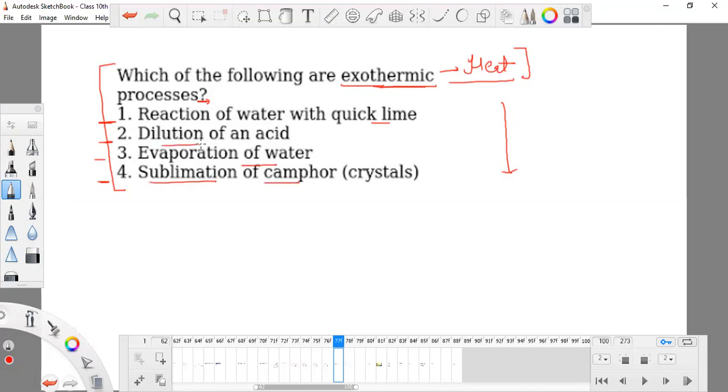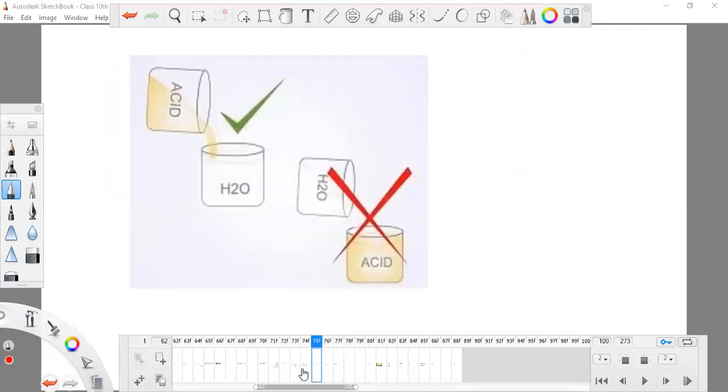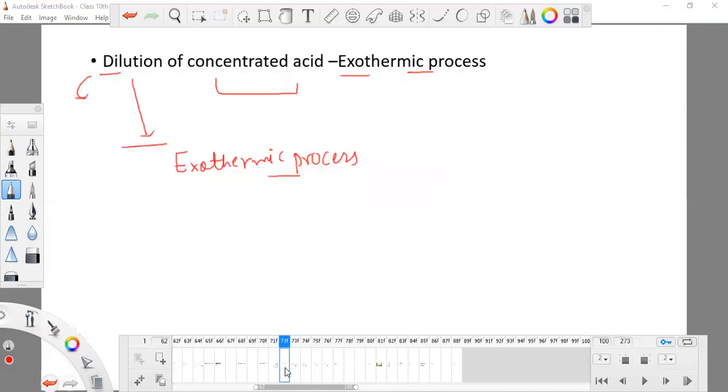So we know about dilution of acid, that when we dilute acid, either we are doing this or we are doing this. Definitely this is a not-to-do method, it is not a good method, it can harm us, but in both cases we are diluting acid, and we know that dilution is an exothermic process.